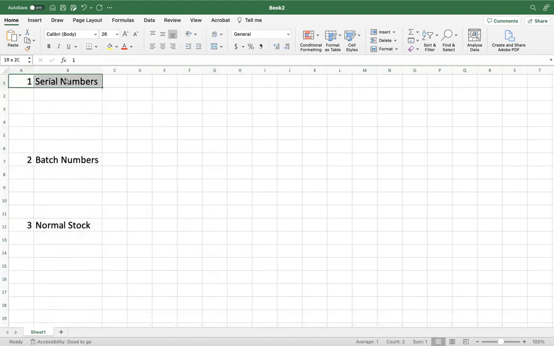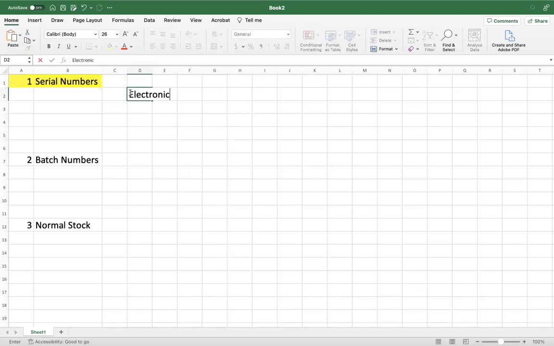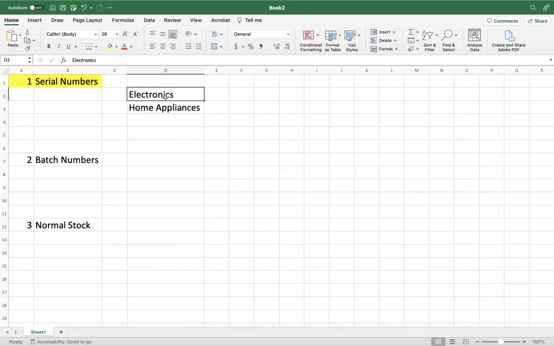So what are serial numbers? What kind of businesses can use serial numbers? Mostly I see them in electronics and home appliances. I think these two are the main ones. Electronics could include mobiles, laptops, or certain other electronic devices. Home appliances means refrigerators, washing machines, and even vacuum cleaners, so any kind of these products.